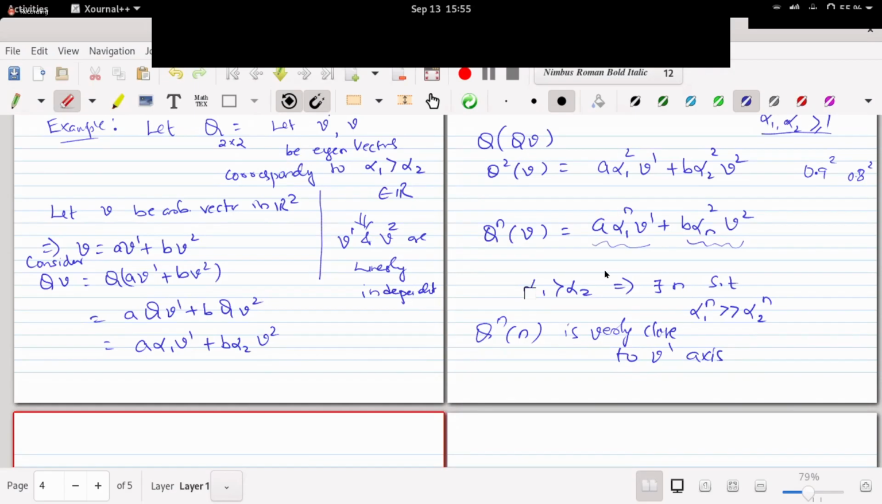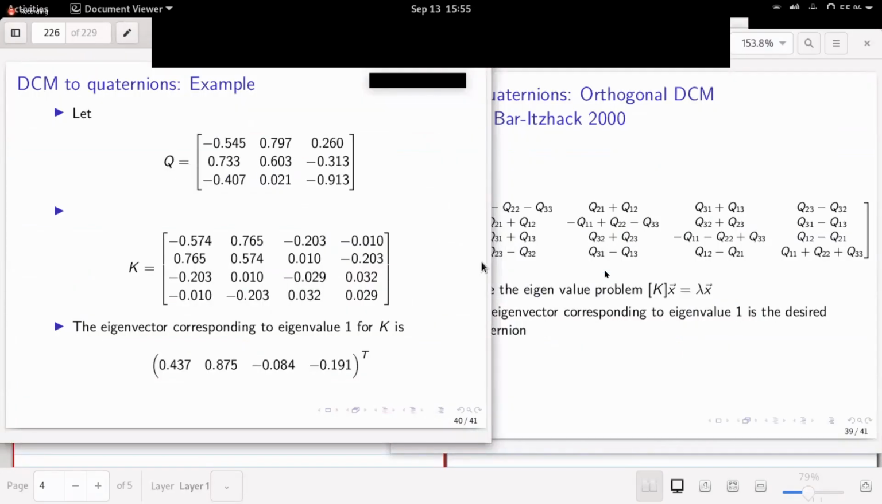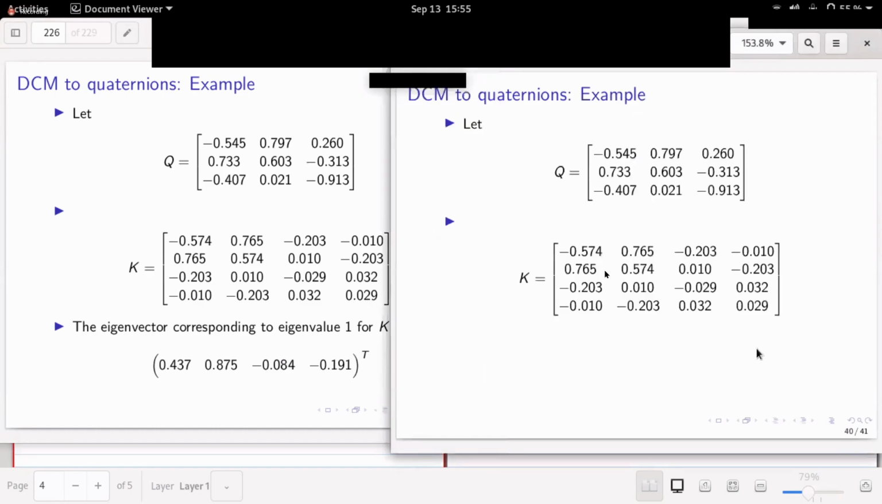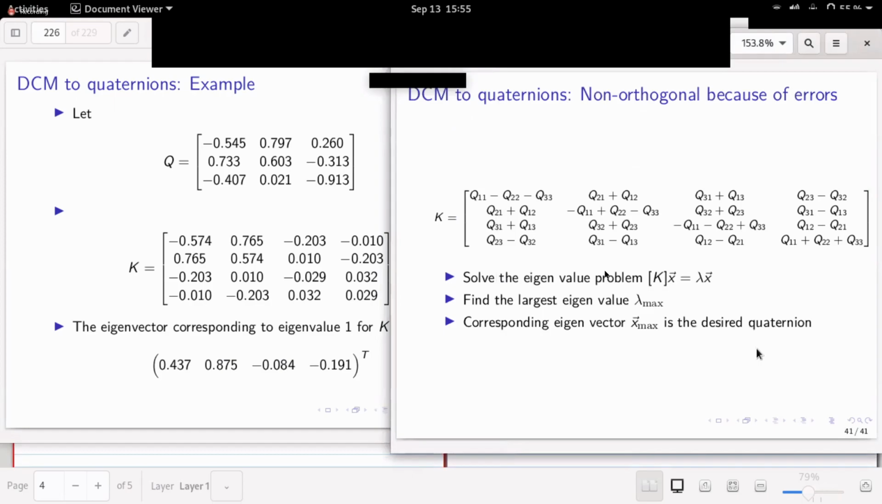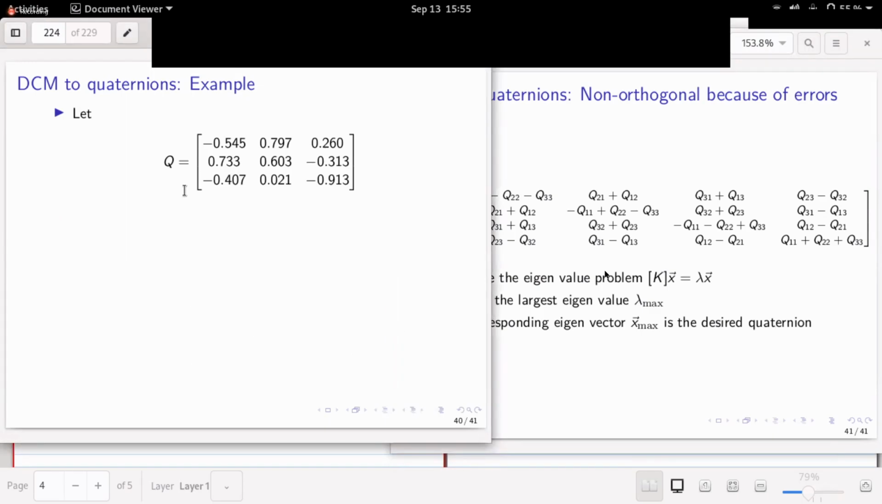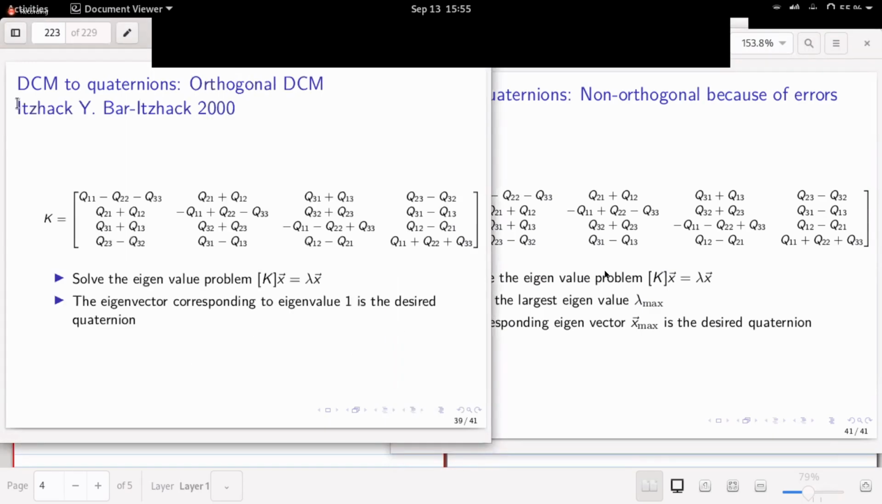This was the idea why they came up with this particular method for the largest eigenvalue. Why this should be in the direction of the eigenvector, these proofs are given in this article. You have to go back and refer to it. Okay, any other questions?